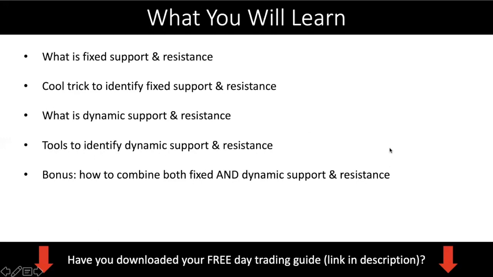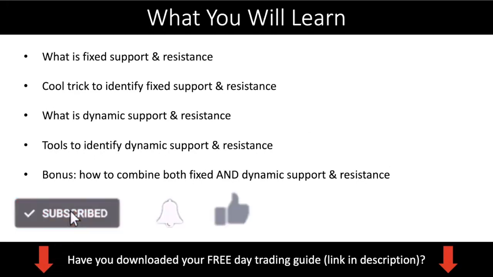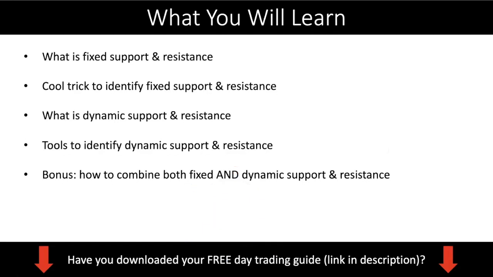Now, before I talk about how to do that, I just want to break down what the support and resistance levels are. What is a fixed support and resistance level? What is a dynamic support and resistance level? Then I want to show you certain tricks or cool tools that you can use to help you identify it. And then I'll finally end off the video by showing you how to combine both fixed and dynamic support and resistance at the same time to increase your accuracy rate, right? Because if you can combine both in a seamless manner, then you're able to find higher probability trades. And who doesn't love higher probability trades? So let's get into today's video.